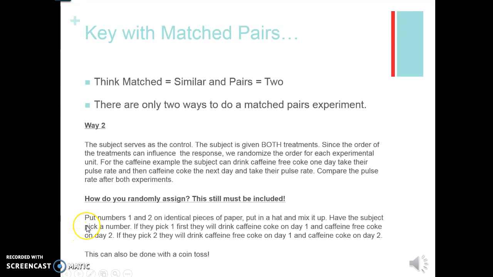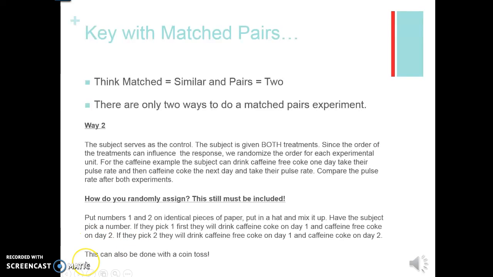Now, how would we randomly assign this? Like I said, we're randomly assigning the treatment to the experimental unit. So this is just an example of a hat method. Put numbers 1 and 2 on identical pieces of paper, put them in a hat, mix it up, have the subject pick a number. Now make sure you state how they're going to do this. If they pick 1 first, they'll drink caffeine Coke on day 1 and caffeine-free Coke on day 2. All right, but don't just ignore that. You have to state what happens if they pick 2 first. If they pick 2 first, they'll drink caffeine-free Coke on day 1 and caffeine Coke on day 2. So just make sure that you include both of those.